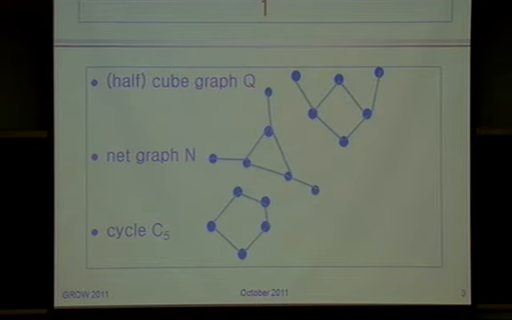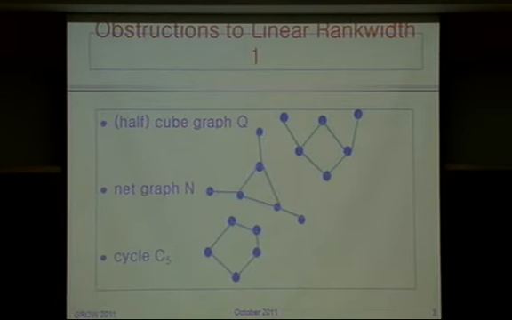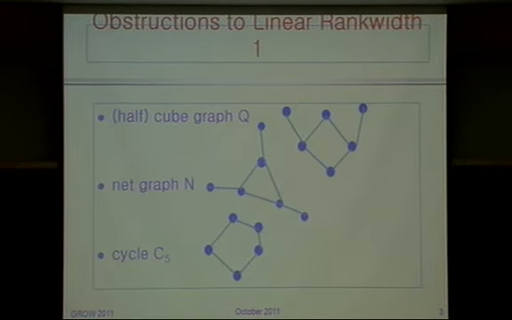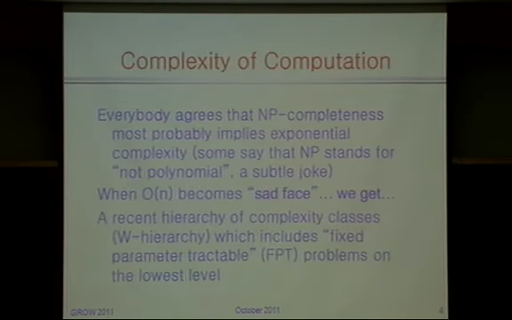This is the result, and I could thank you now and finish it, but we have 3 graphs which we call cube, and this is a half cube really, because you can think of the other half of the cube being imposed from the top, and the net graph, this triangle with whiskers, and then the cycle. So these are vertex minor obstructions to rank width 1.